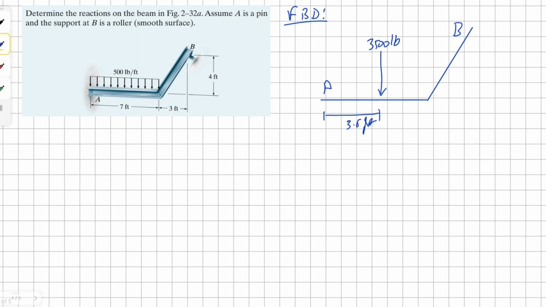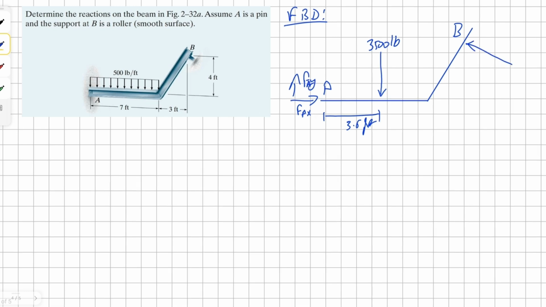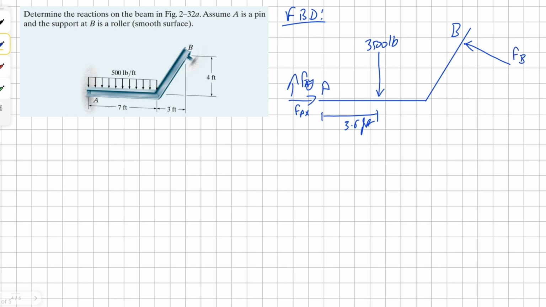At point A, we have two support reactions, one in the X direction and another in the Y direction. And we have a reaction at point B, we'll name it FB. Looking at our figure, we're going to have a slope of 3 by 4 for the F sub B force. Using the Pythagoras theorem, we know that our hypotenuse will be 5.